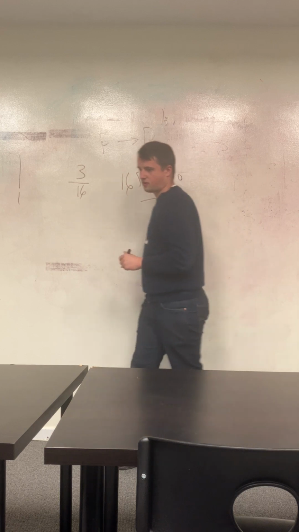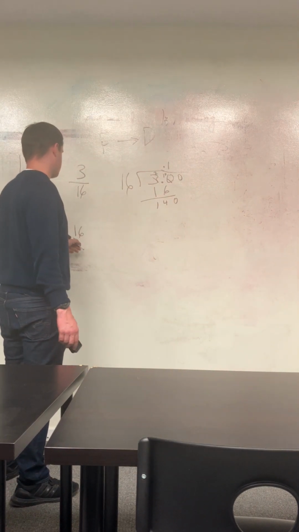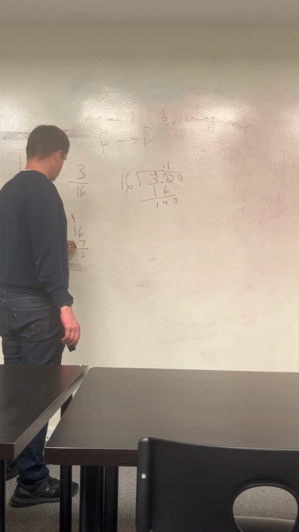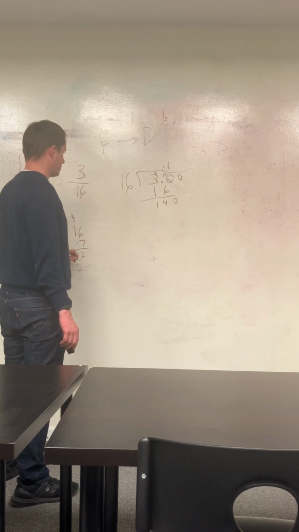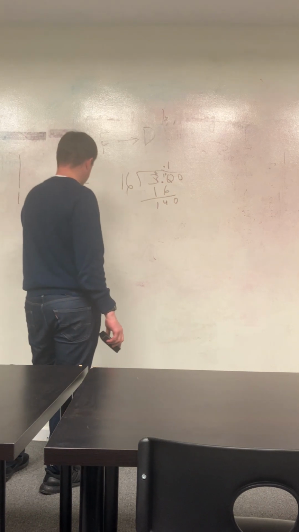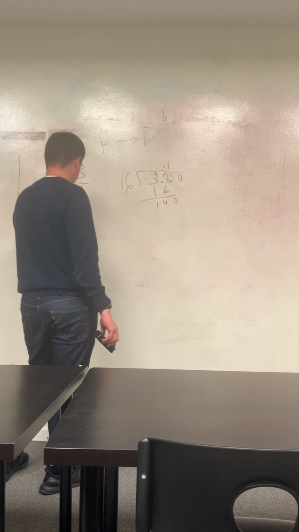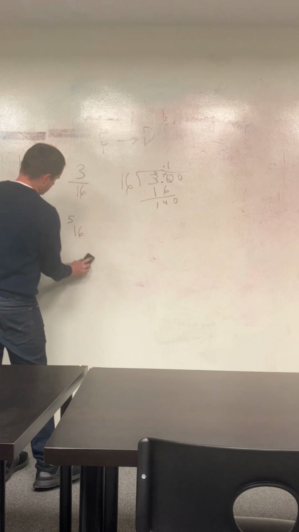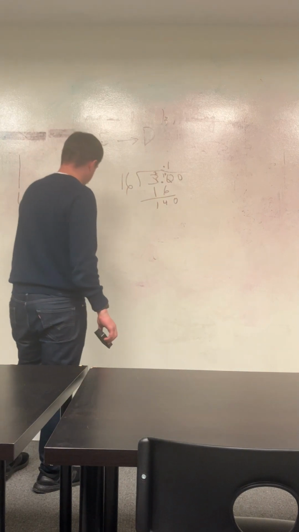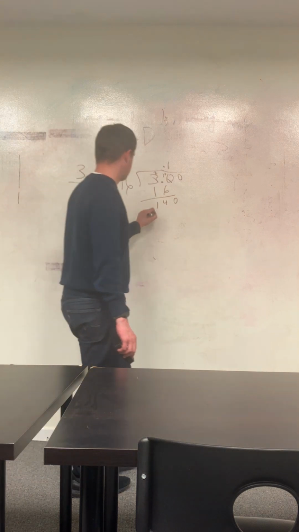16 goes into 140. Why did I pick this one? This one's annoying. 16 times 7 is 112. Let me try 16 times 8. Just try 16 times 9. 9 times 6 is 54, plus 9 is 144. That's not it. 16 times 8 is 128.